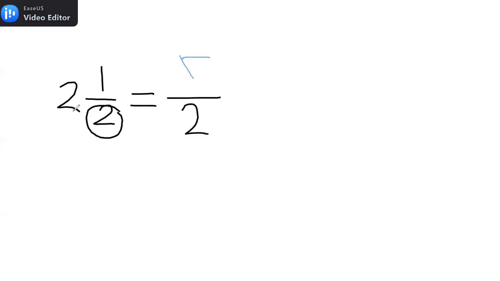Okay? Let me write, because my writing will be better than yours. So we can multiply 2 times 2, or the whole number times the denominator. 2 times 2 will be 4. 4 plus 1 will be 5.